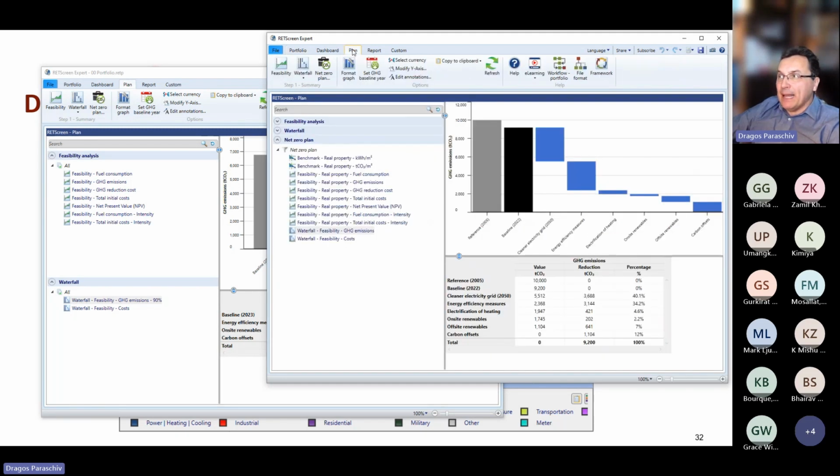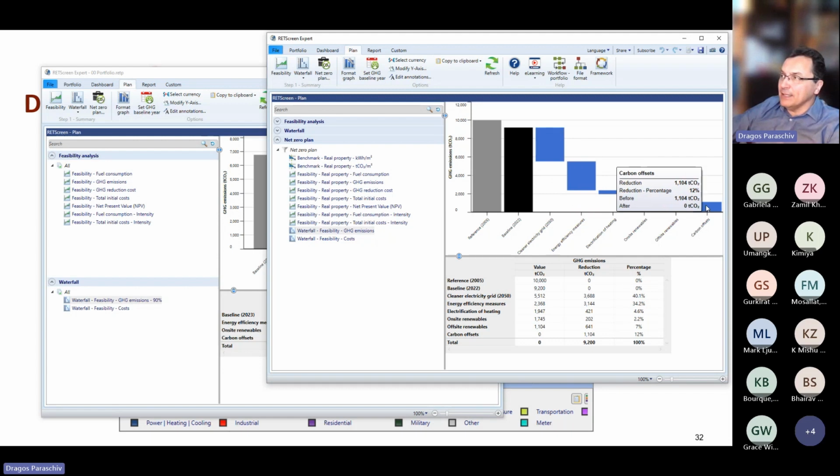If we go to the plan, what we see in this example is a combination of a number of measures. Cleaner electricity, meaning we anticipate a reduction in an emission factor associated with the grid. We have energy efficiency measures. We have electrification of heating. We have on-site renewables and off-site renewables.